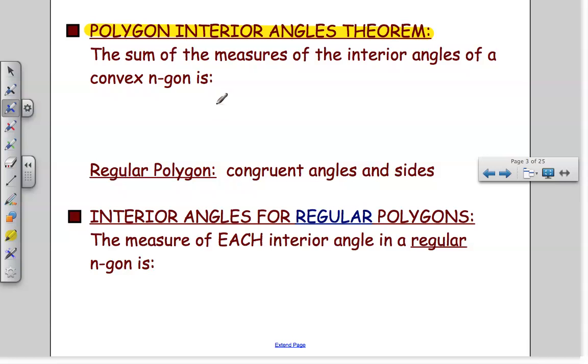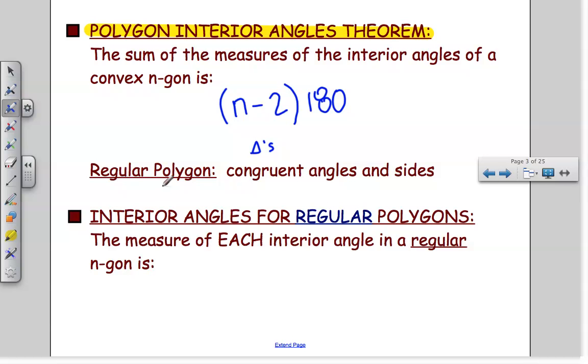But the sum of the measures of the interior angles, remember you find the number of triangles, and that's the same as the number of sides minus 2. And then you multiply by 180 because each triangle has 180 degrees in it. So n minus 2 times 180 is a formula for finding the sum of the interior angles of any polygon. Remember that n minus 2 is the number of triangles.